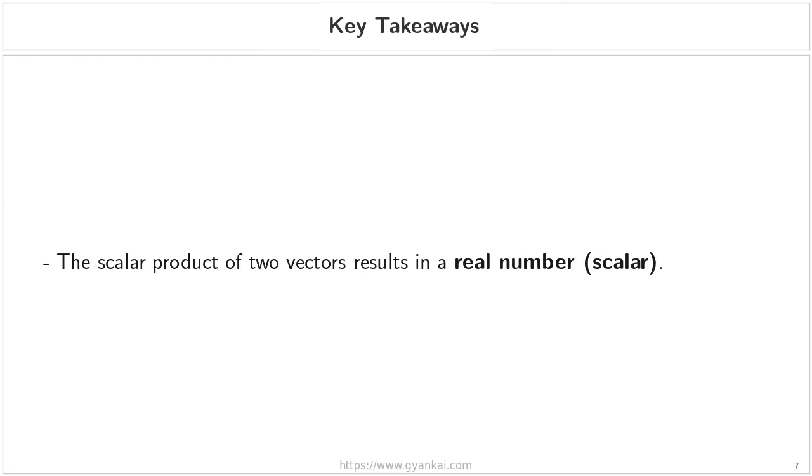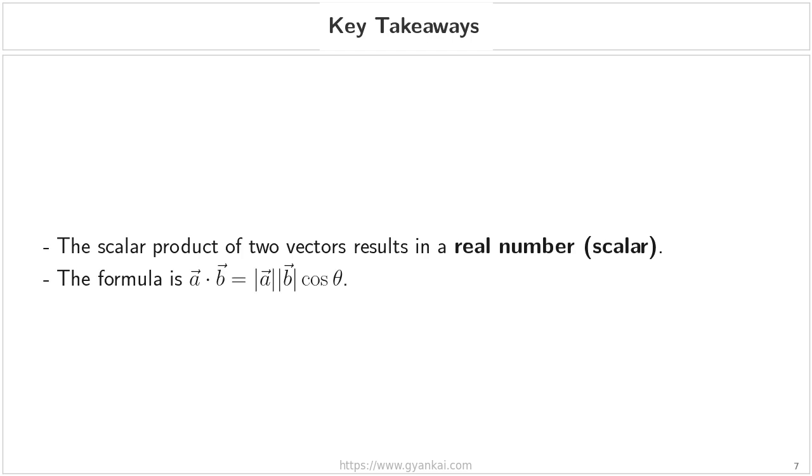Key takeaways. First, remember the fundamental nature of this operation. The scalar product of 2 vectors does not result in a new vector, but rather in a single real number, which we call a scalar. This is a crucial distinction to keep in mind.